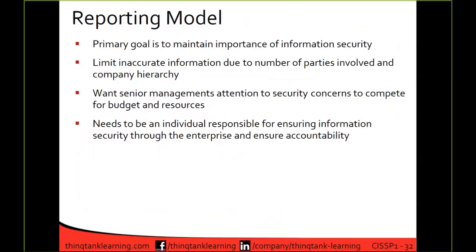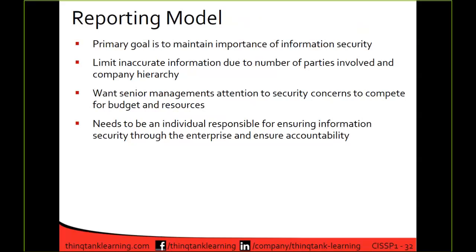Okay? From a reporting model perspective, the primary goal is to maintain the importance of information security. You need to convince the people that are involved in implementing these systems that security should be a concern. Limit inaccurate information due to a number of parties involved and company hierarchy. You're the go-between. Like I said, a lot of organizations are going to operate in silos, right?